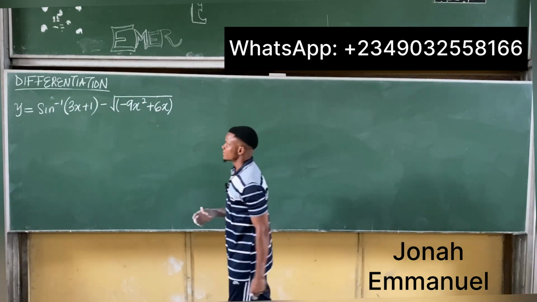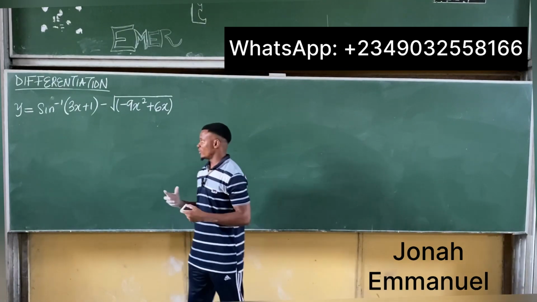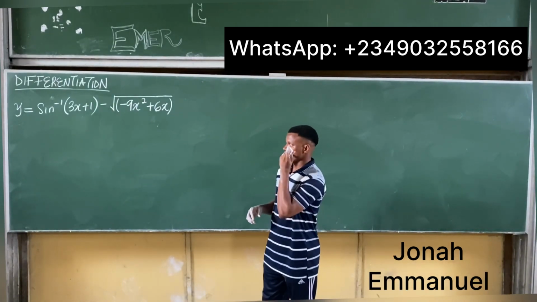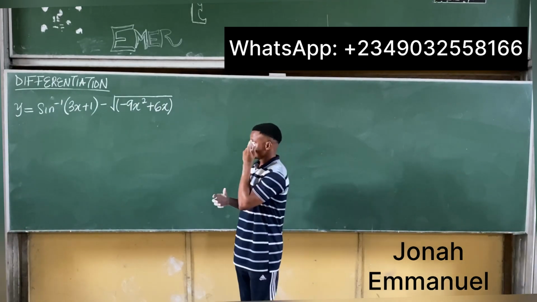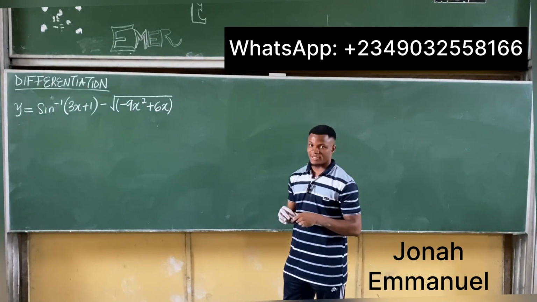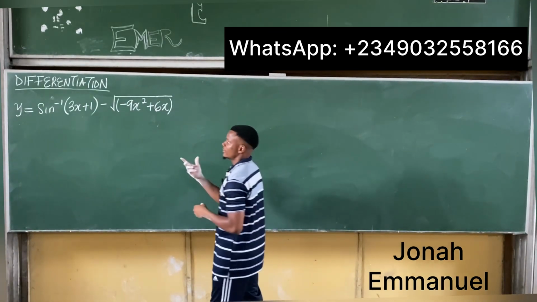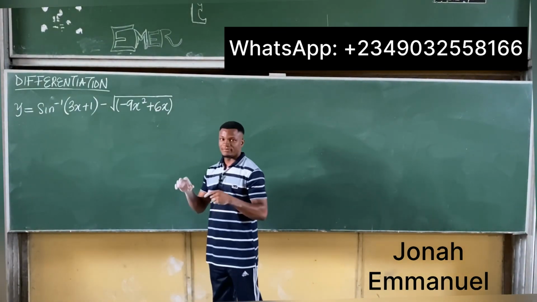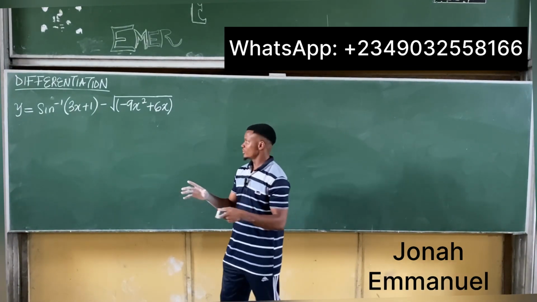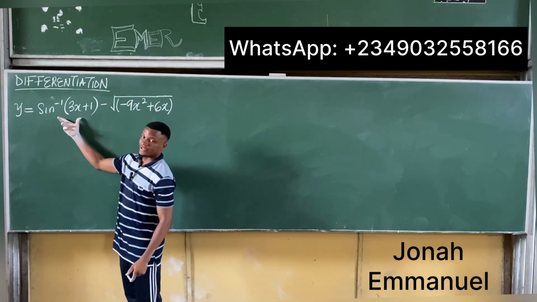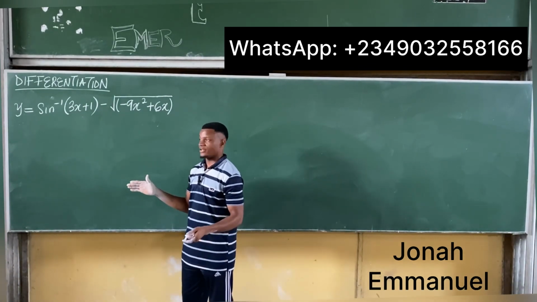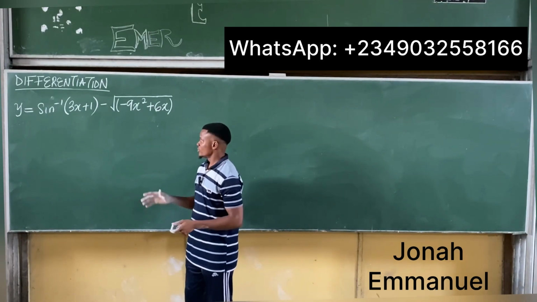For today's class, we're looking at how to find the derivative of y equal to sine inverse of (3x plus 1) minus the square root of (minus x squared plus 6x). Now, it's kind of bulky. So what we'll do is very simple. We'll break them down in twos. So I'll solve this one separately, keep my answer, and then solve this one separately, and then finally I'll combine both answers.